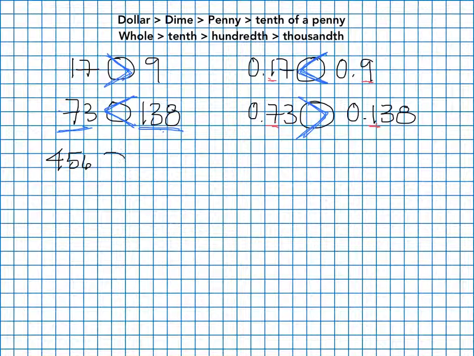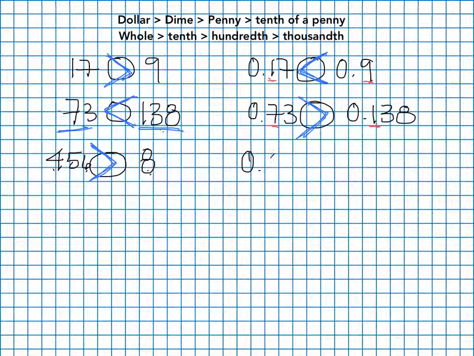Now, one more example here. 456, is that greater than, less than, or equal to 8? Well, no decimal points, so we know that this is a ones column, ones, tens, hundreds, so we know that 456 is greater than 8, correct? I hope we know that. Now, let's add decimal points.